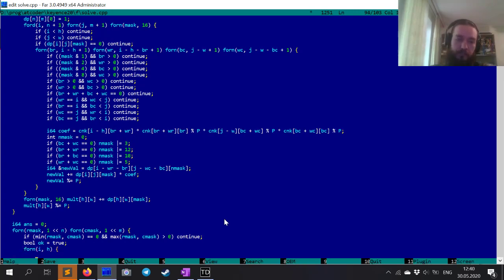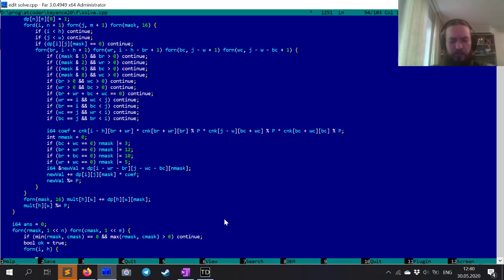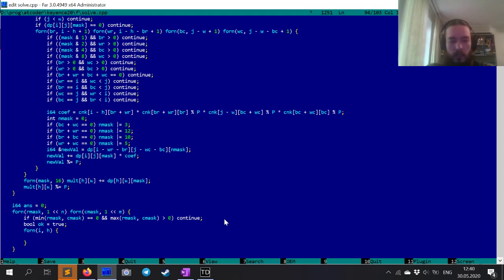Let's check this. What's the time limit, by the way? 2 seconds. Maybe that's fine. Okay. So none of the rows or columns have to be unbroken, unless it's just an empty set. Okay. So we only want to do that if the set is not empty.